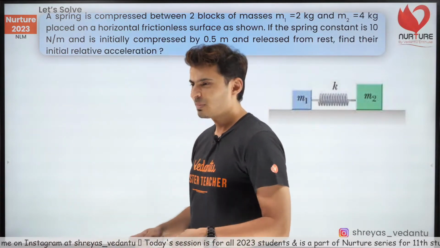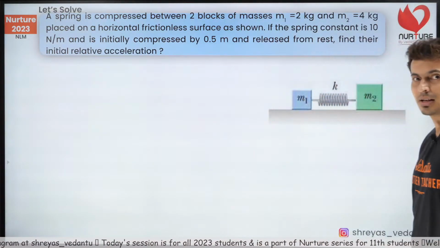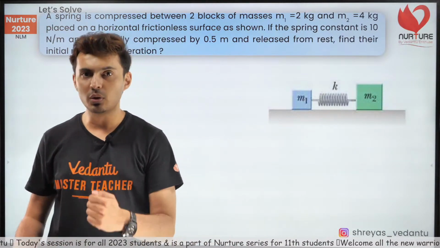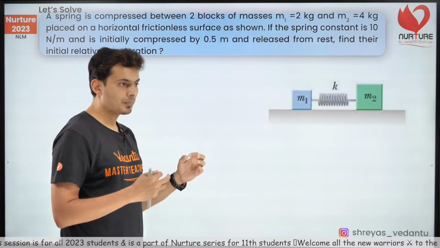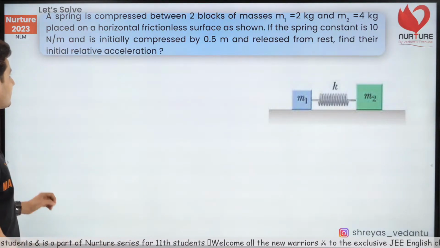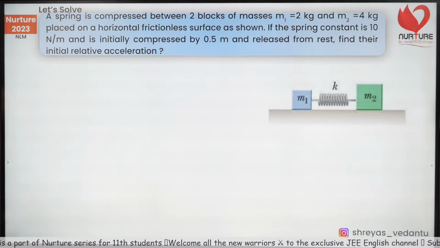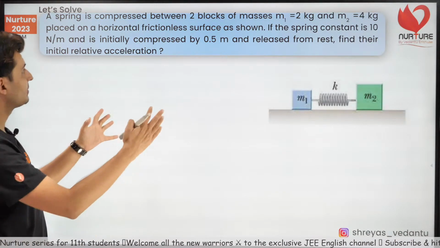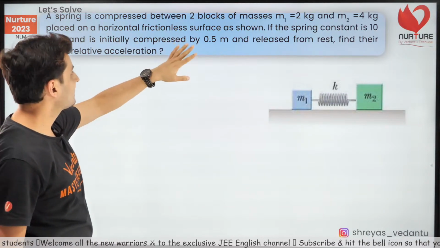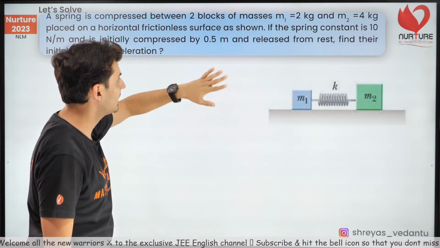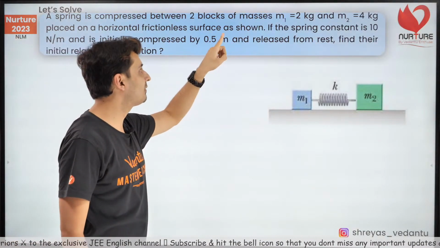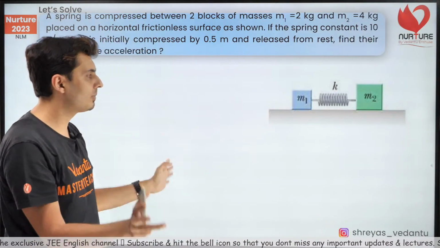Now let's start solving some good questions. Now that you are probably warmed up, you know how to solve and draw the FBDs. Let's do some good questions. Here is the first question. Look at this, guys. There is a spring compressed between two blocks, and masses are given. There is a surface which is frictionless. The spring constant is 10 and initially they are compressed by 0.5 meters and released from rest.